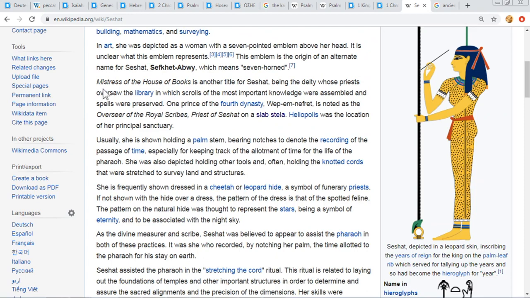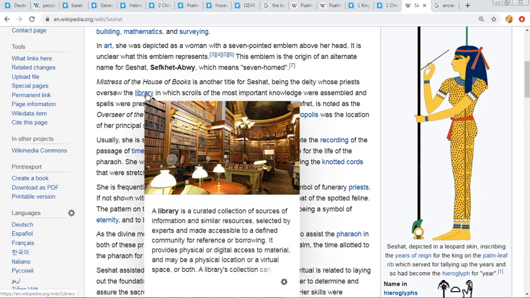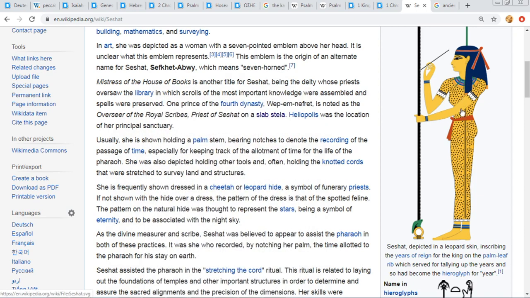And so her job, mistress of the house of books. She's the librarian. Another title for Seashat, being the deity whose priest oversaw the library. The Iberian lynx. Librarian, that's where your word librarian comes from. She was a librarian. She took care of the books, which the scrolls, most important knowledge were assembled and spells were preserved.